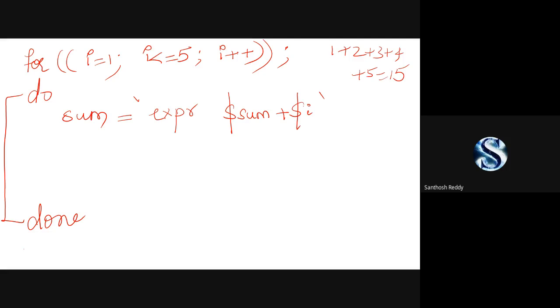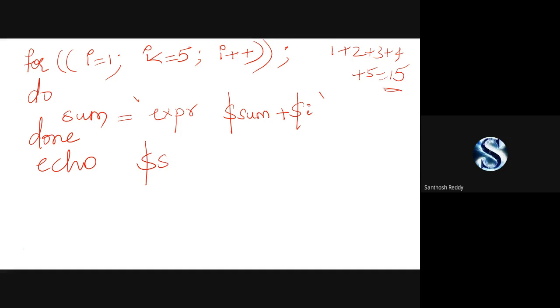We are going to write this as an expression to perform 1 plus 2 plus 3 plus 4 plus 5 is equal to 15. Later, here we are going to close with a done. After that, we are going to do echo $sum.